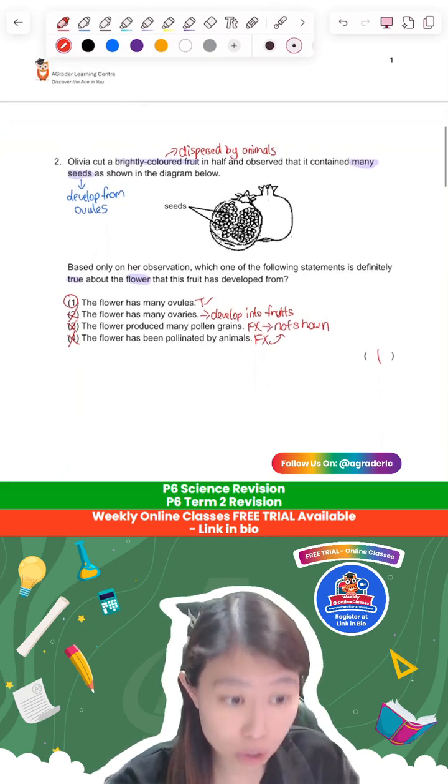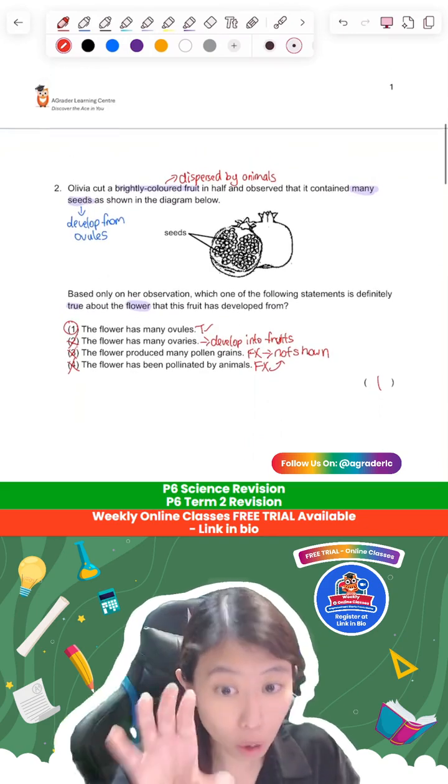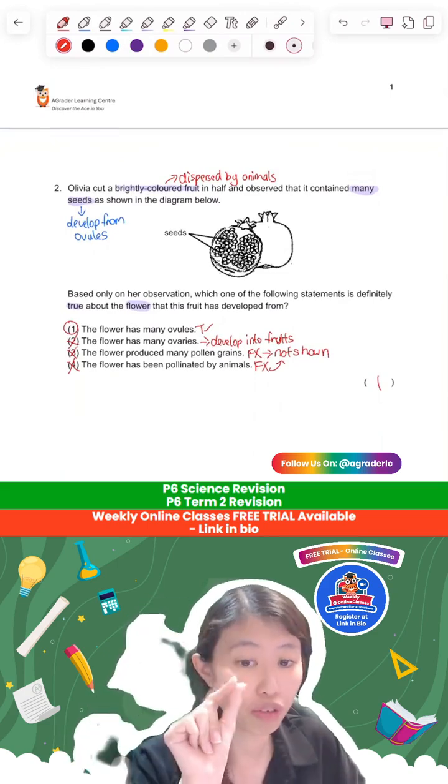Insects, you can also say is the one that pollinates, right? You can either write animals or insects. Both mean the same thing.